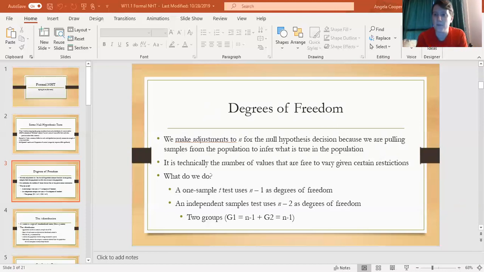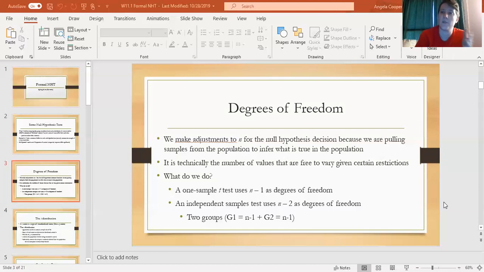For one sample t-tests, you calculate the degrees of freedom by taking your sample size, your n, your lowercase n, minus 1. That gives you your degrees of freedom for a one sample t-test. For an independent samples t-test, you take your sample size and subtract 2 for the number of groups that you have. You have 2 groups for an independent samples t-test, maybe comparing men and women, let's just say.